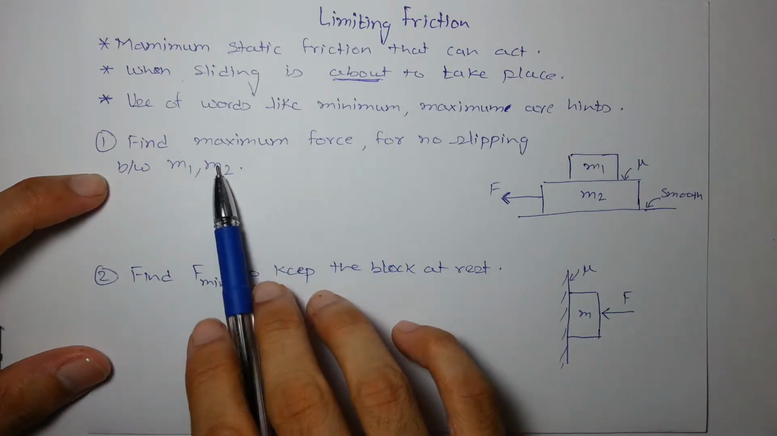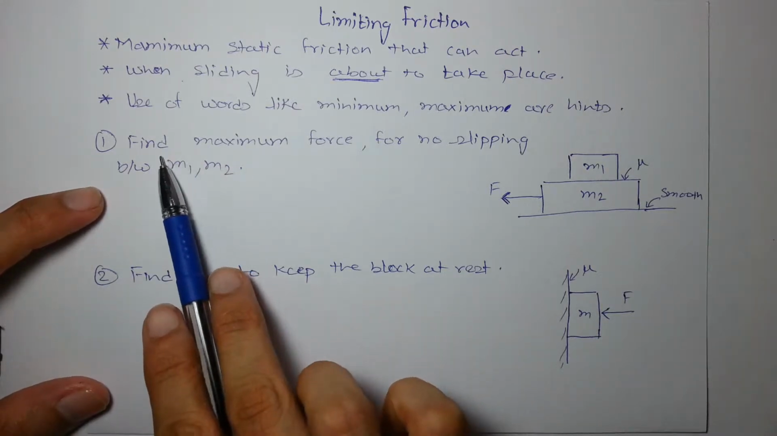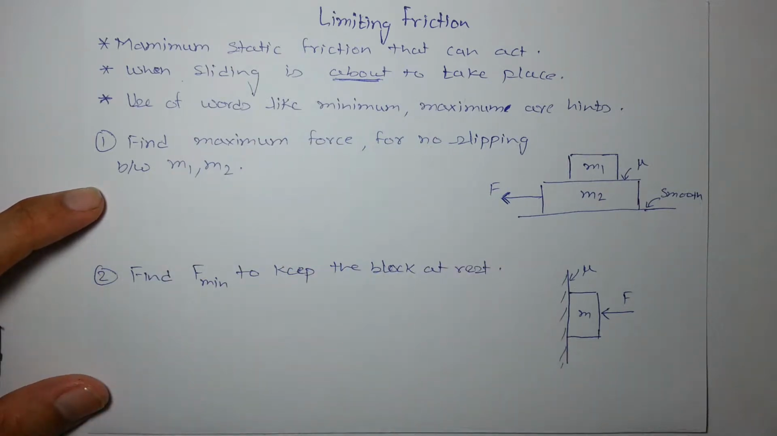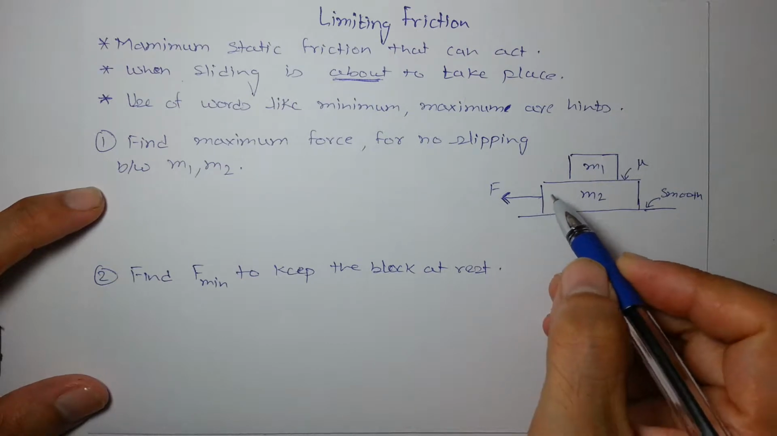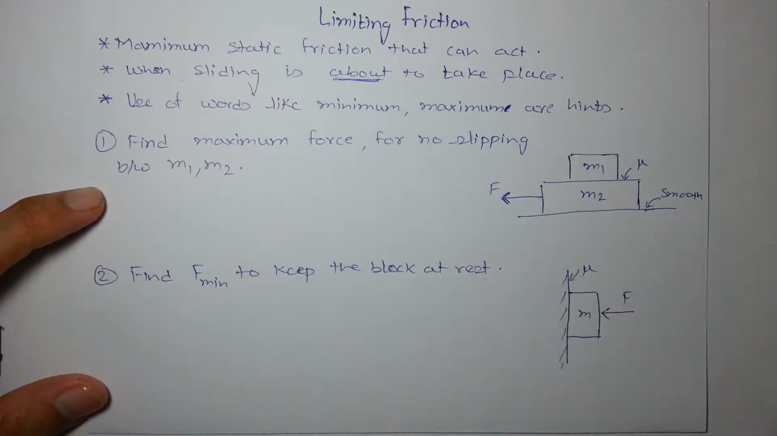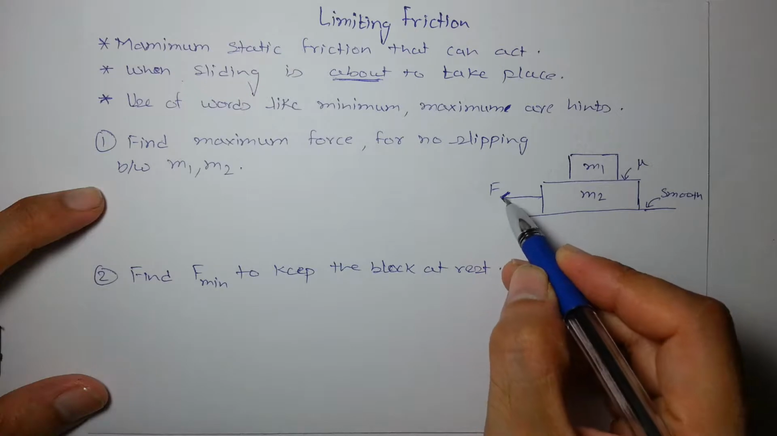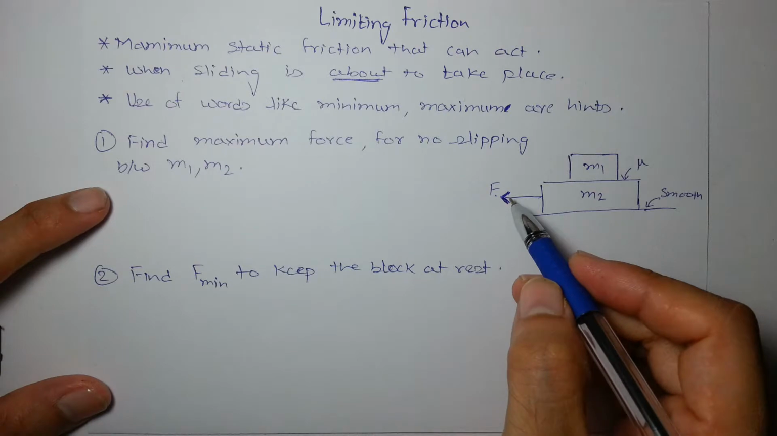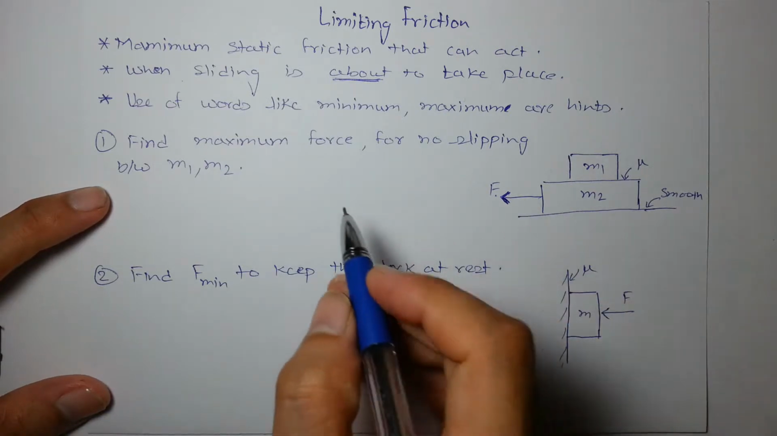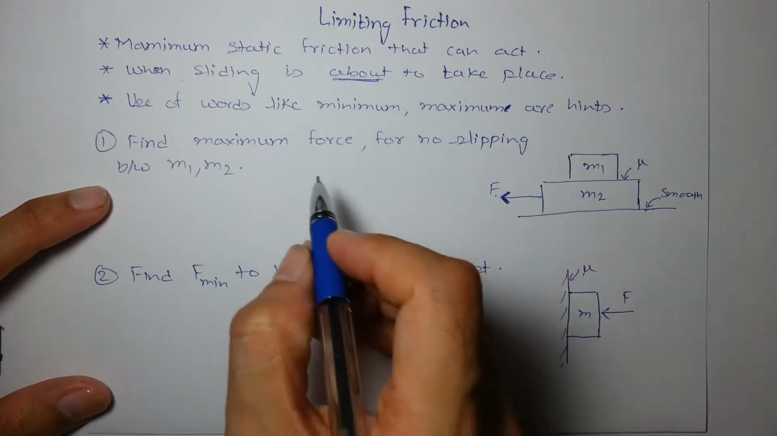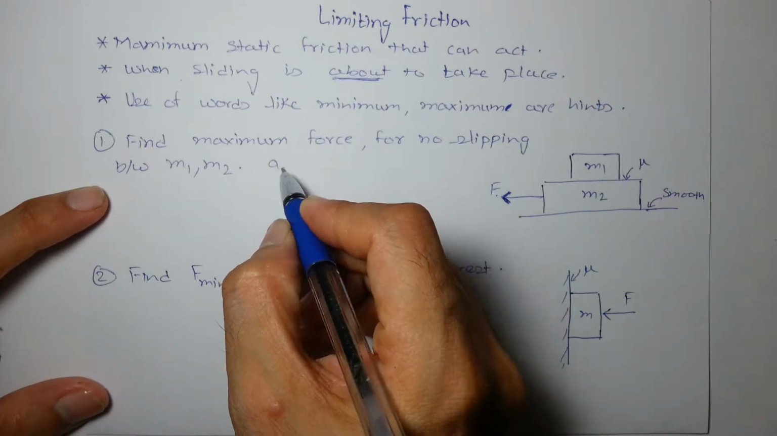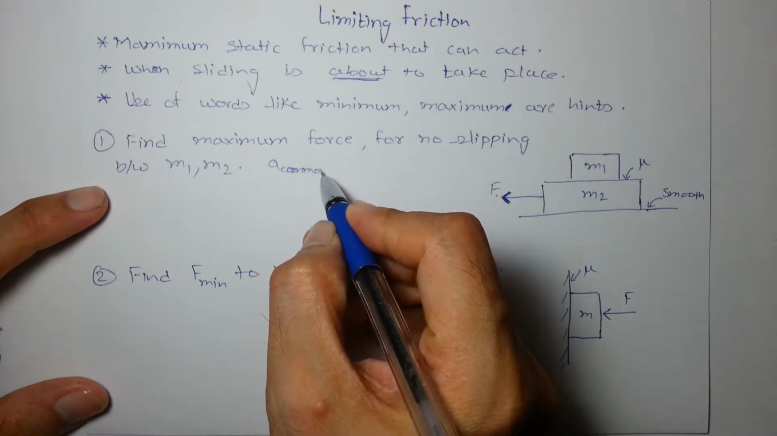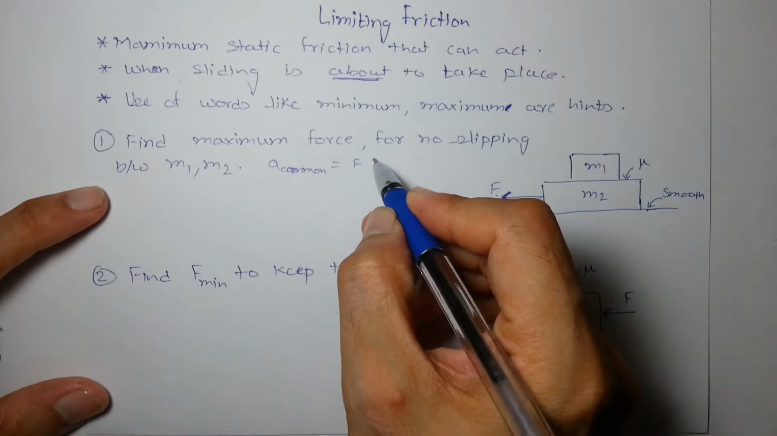So let's start with the first example. We have to find the maximum force for no slipping between M1 and M2. As the force is maximum, if the force applied is greater than this maximum force, the slipping will take place. So we can say the slipping is about to take place, but it is not actually taking place. So the common acceleration in this case, A common, is how much? F by M1 plus M2.